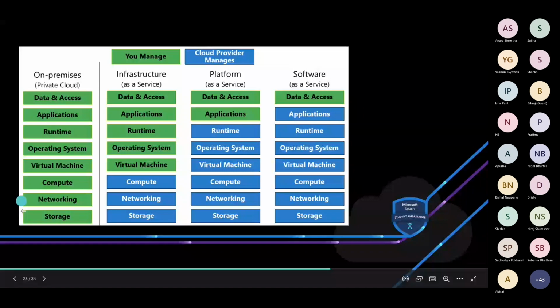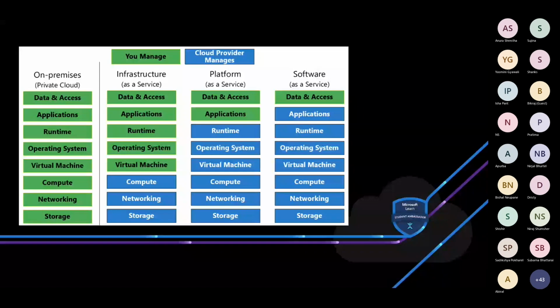We had to access the data, and then applications, runtime, operating system, virtual machine, all of these things we had to take into consideration, and we had to manage it on our own. Whereas, let's start from infrastructure as a service. We don't have to. The cloud provider manages the storage for us, the networking for us, and compute for us, which makes things a little easier for us.